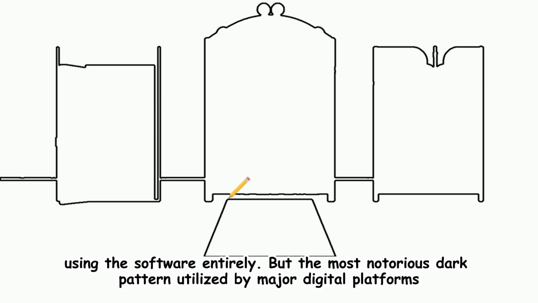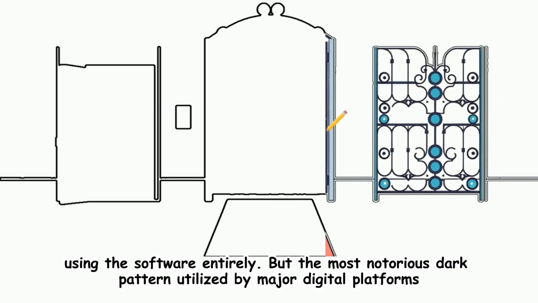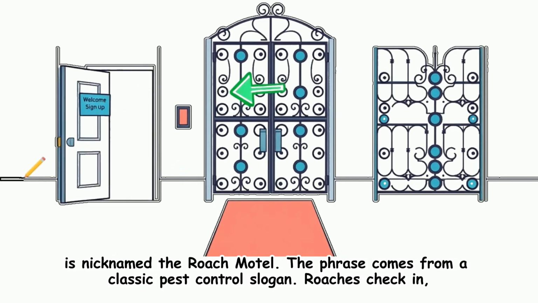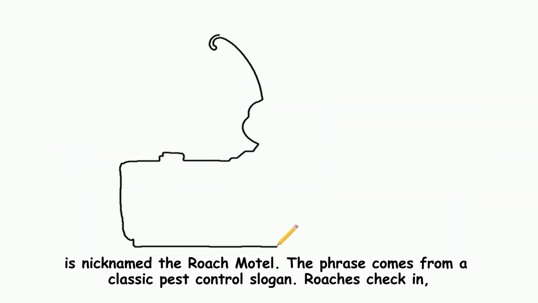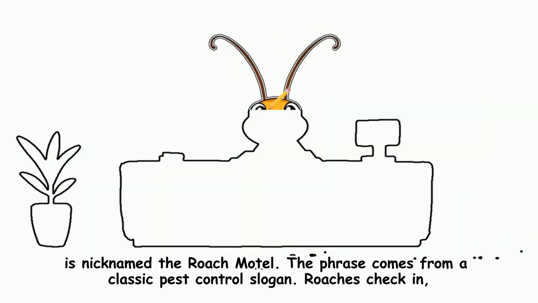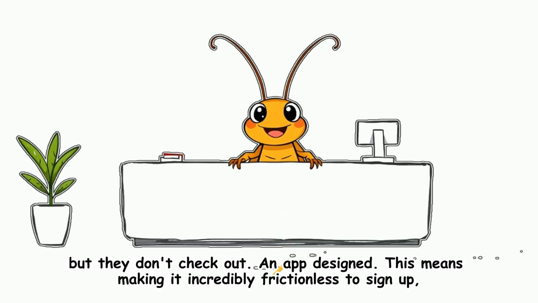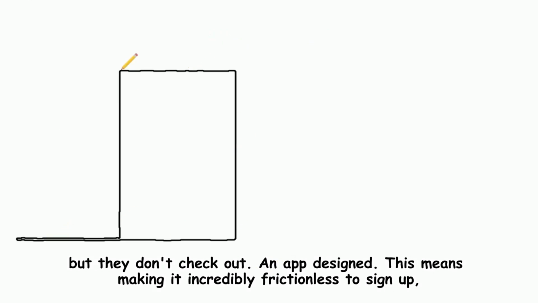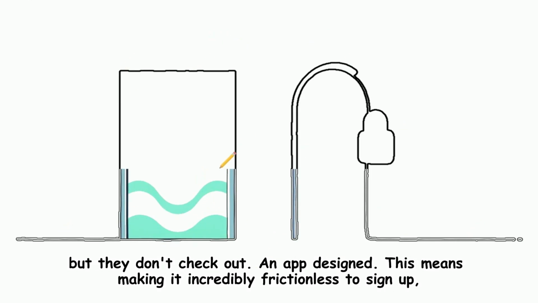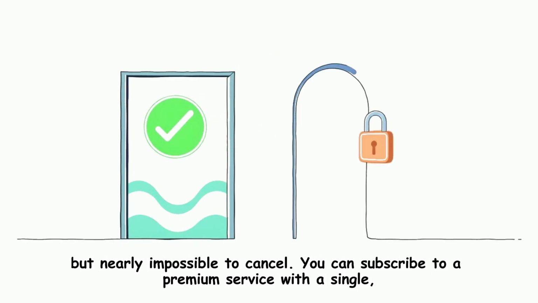But the most notorious dark pattern utilized by major digital platforms is nicknamed the Roach Motel. The phrase comes from the classic pest control slogan, "Roaches check in, but they don't check out." In app design, this means making it incredibly frictionless to sign up, but nearly impossible to cancel.